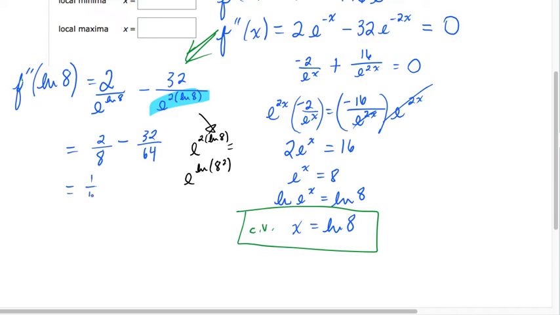So we have a fourth minus a half, which is negative. So it's good that it's negative, so f is concave down, so we have a max at natural log of 8. So we have a max. Looks like there's only one critical value.